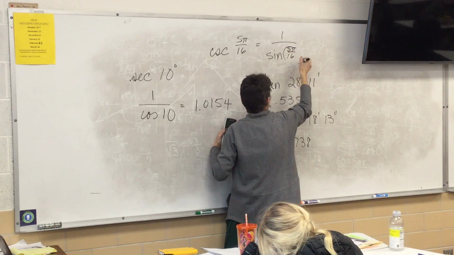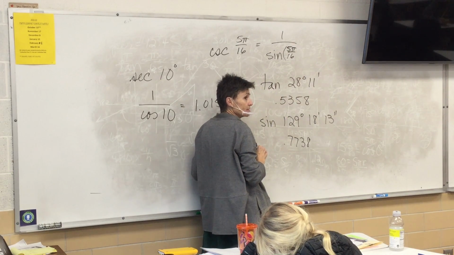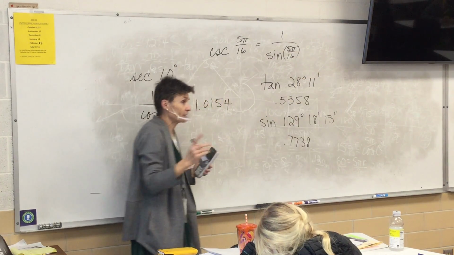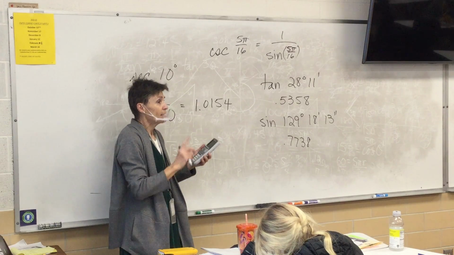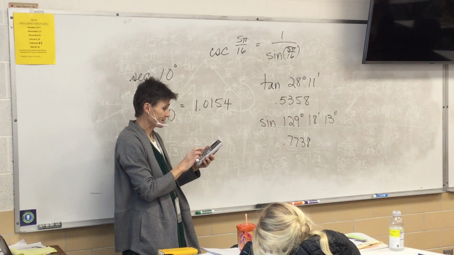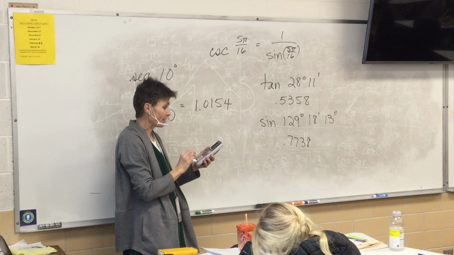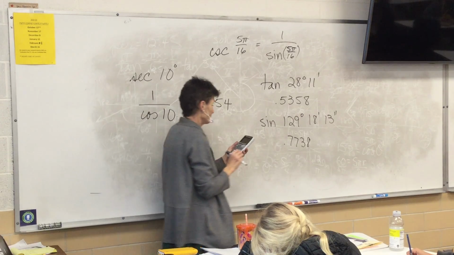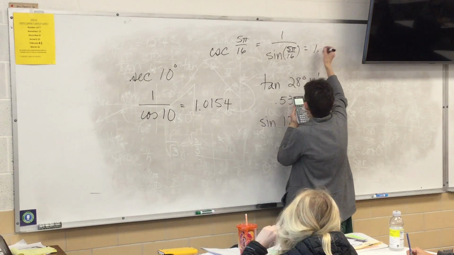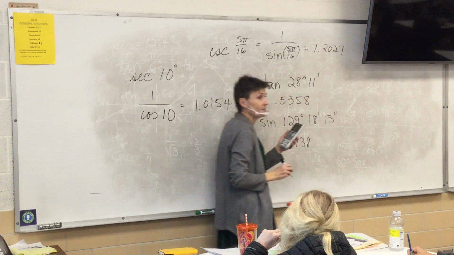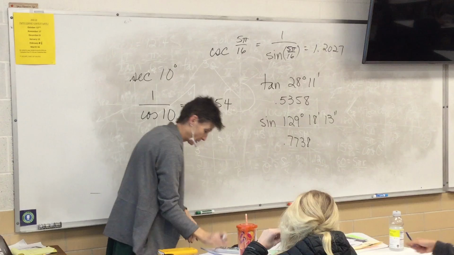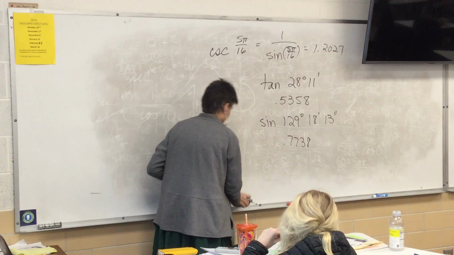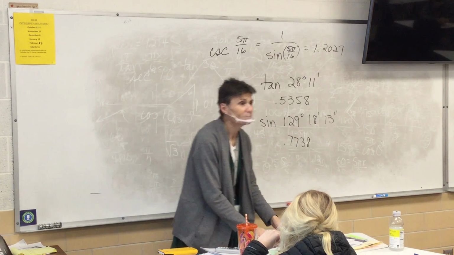When you hit sine, you're automatically going to get parentheses. Just do 5 pi divided by 16. You don't even need to close those parentheses, but you can if you want, and you'll get the right answer. So 1 divided by sine, 5, use your pi button, divided by 16. 1.2027, does that sound about right? That's really good. Everybody okay with that?